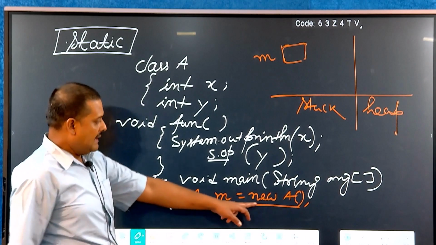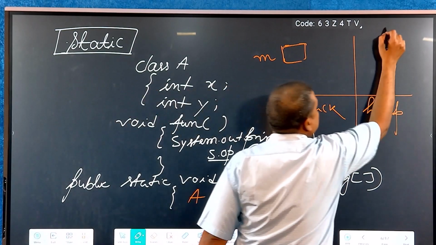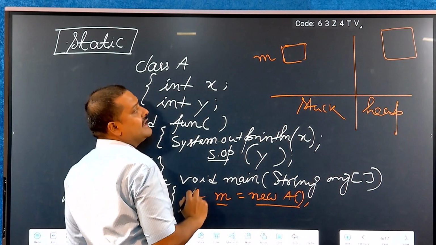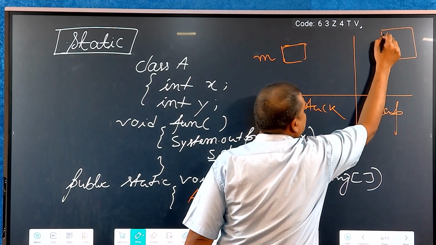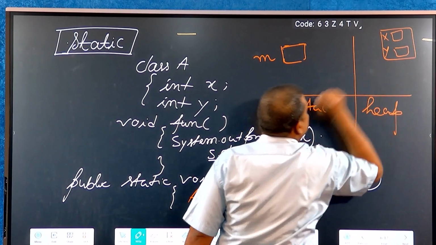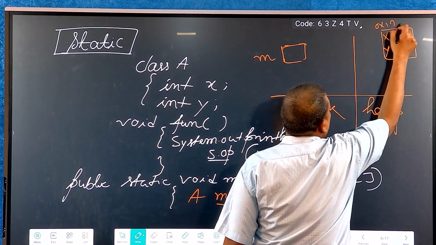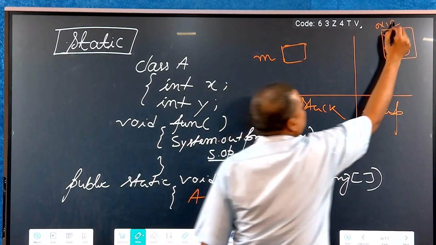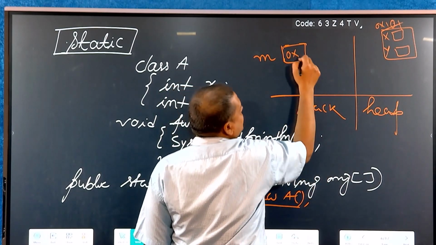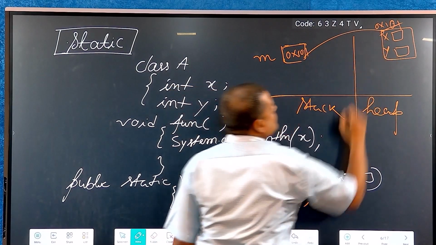Now by the help of this new A, what will happen? For these two variables, x and y, which are called instance variables, they will be allocated inside memory. This is x and y. Say for example, the base address is 0x101, and m is pointing to this location.